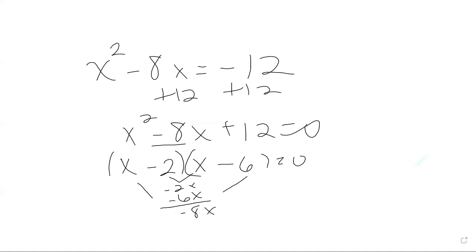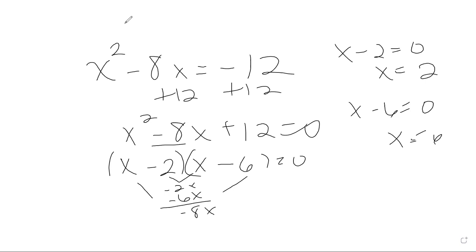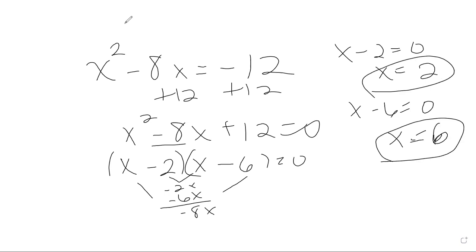We'll erase this. So we're going to have x minus 2 equals 0, x minus 6 equals 0, x equals 2, x equals 6. Oops, sorry. Sloppy there. This is my 2 x-intercepts. That's my 2 solutions. That's my 2 roots. That's my 2 zeros. Okay, that's how you do those.